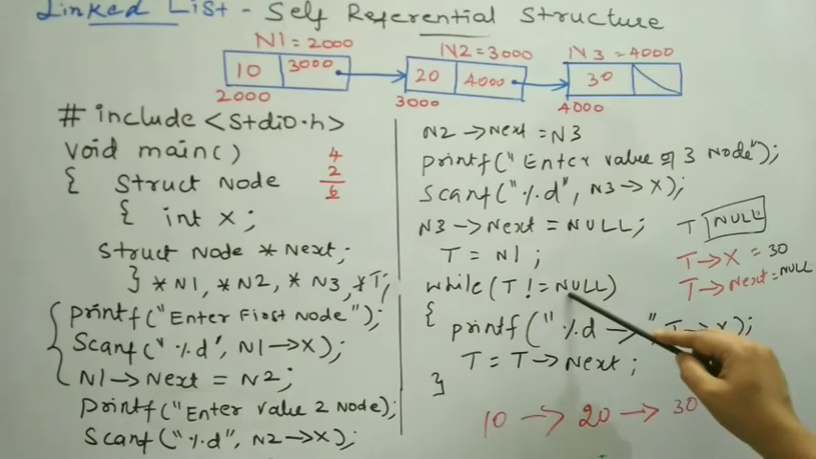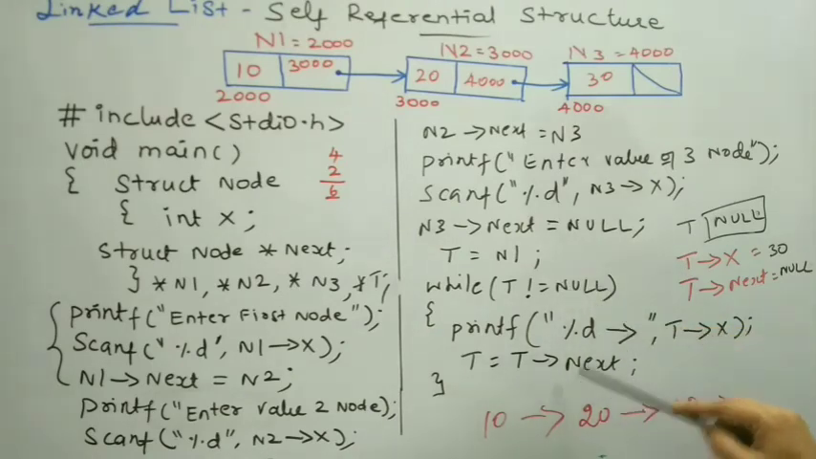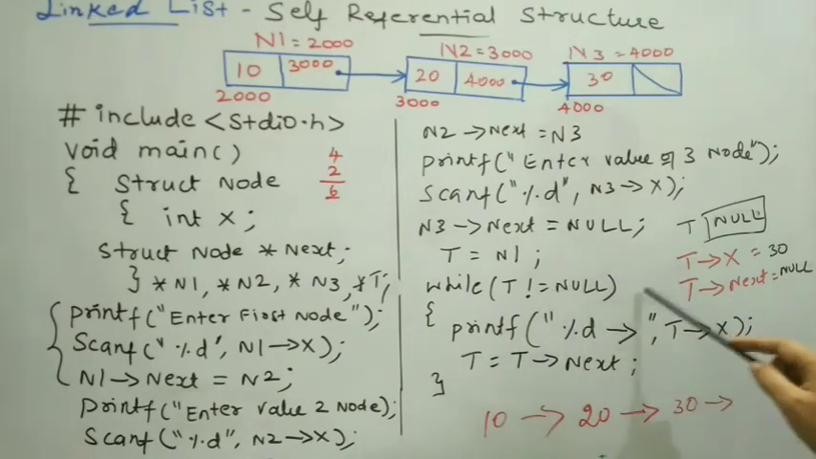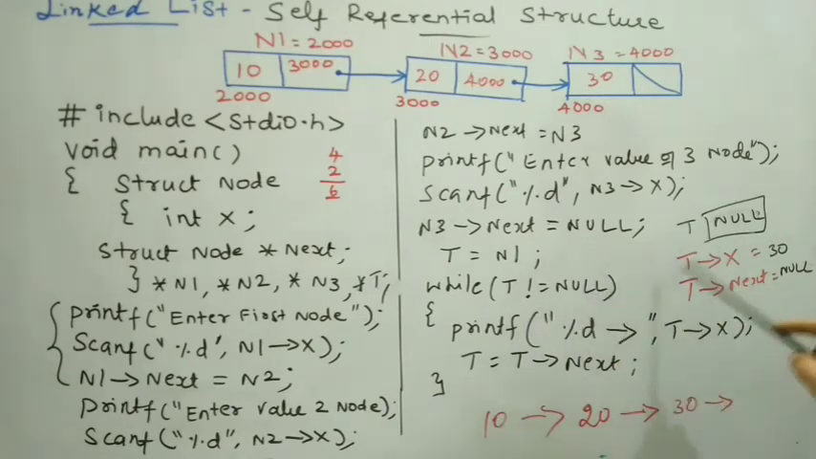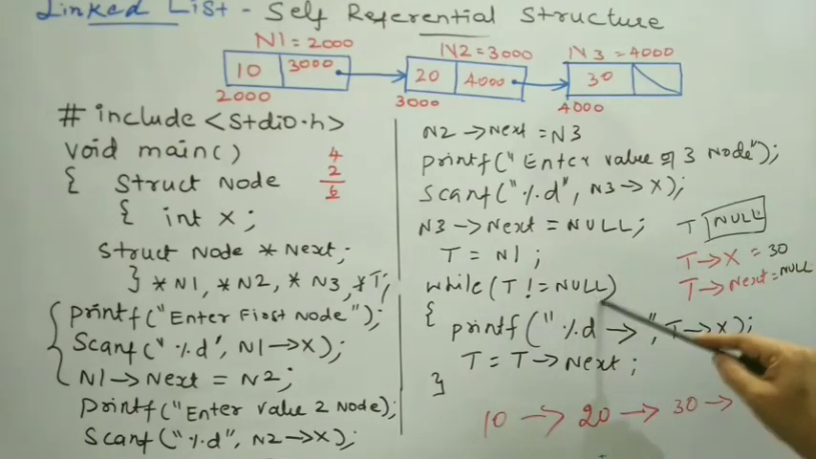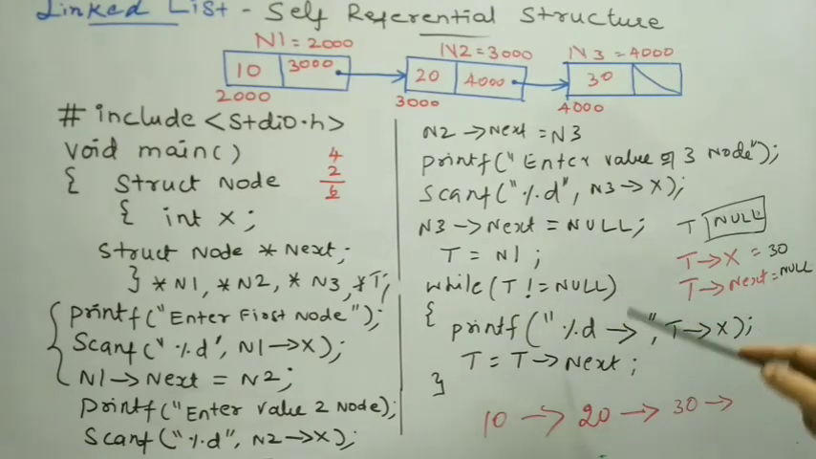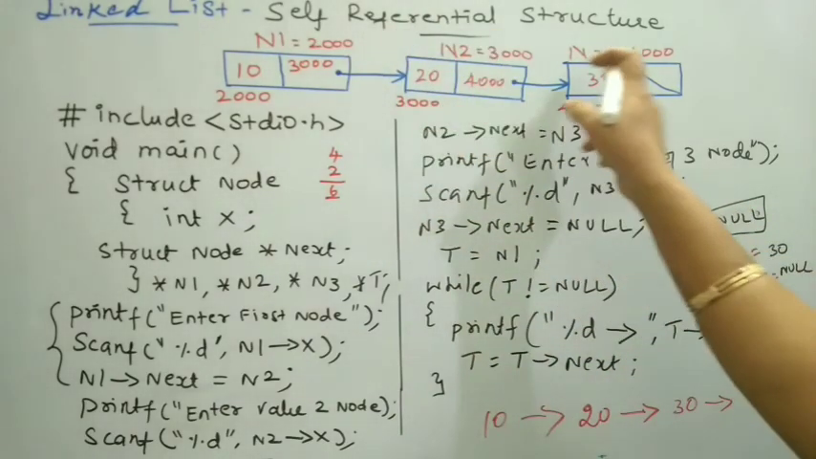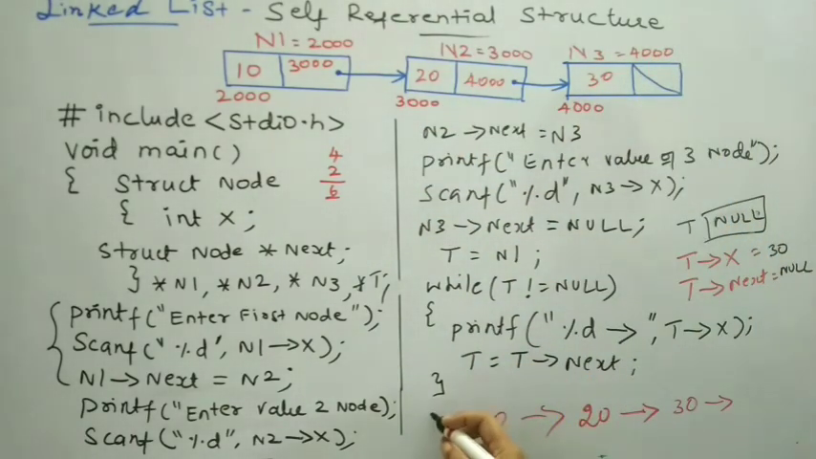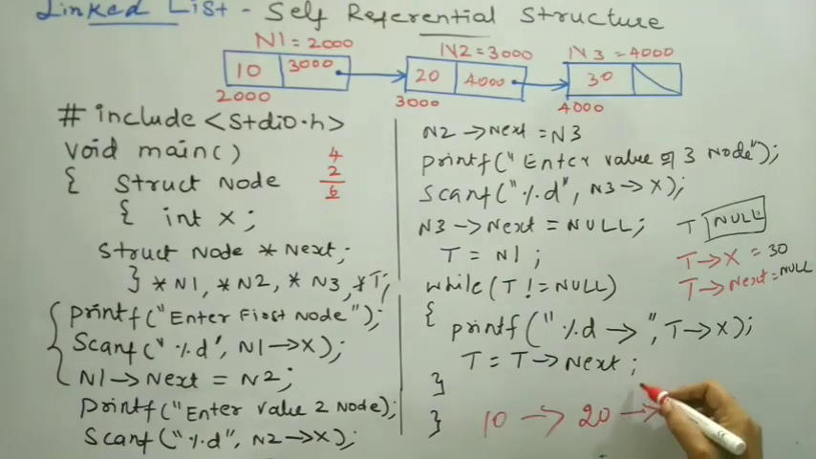Now it will check for the condition. How long will this get executed? Until the condition is satisfied. What is the condition? T is not equal to null. But the condition is not satisfied. T is equal to null. When t is equal to null, the condition will not get satisfied. So I am coming out of this while loop. After printing all the values stored in the nodes of the linked list, I am going to end my program. So my output will look like this.